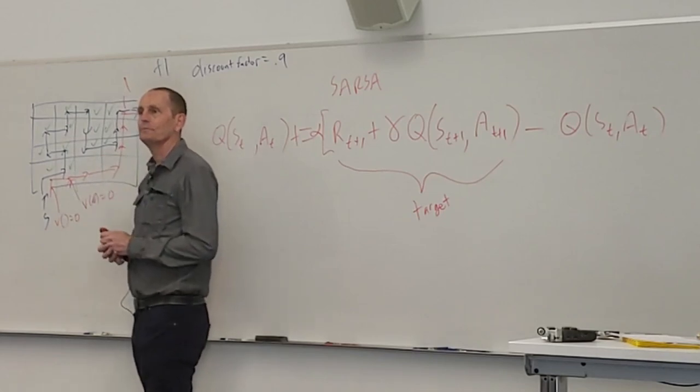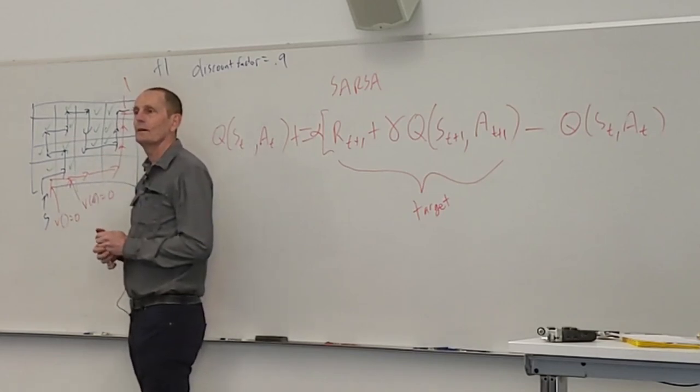Right. So I fail to see the advantages of TD over Monte Carlo. Doesn't Monte Carlo converge faster?